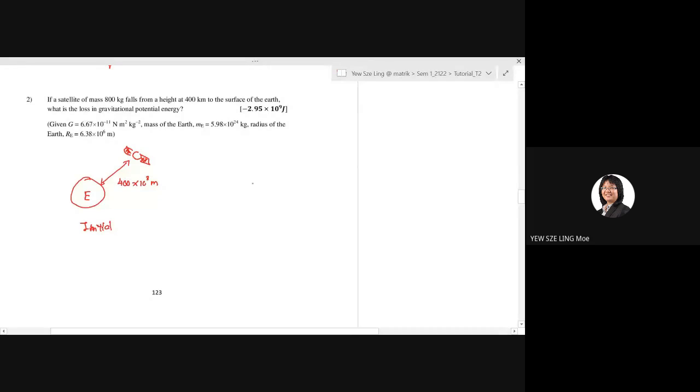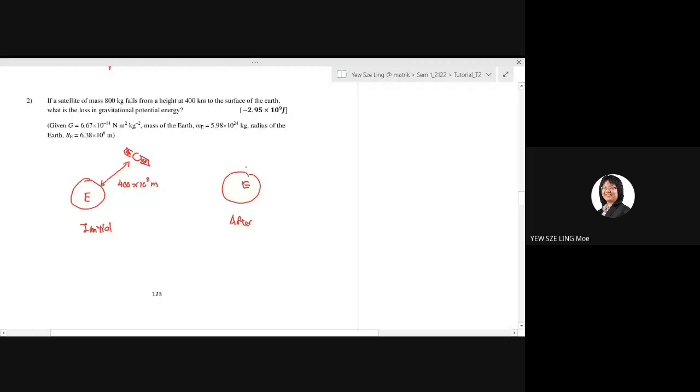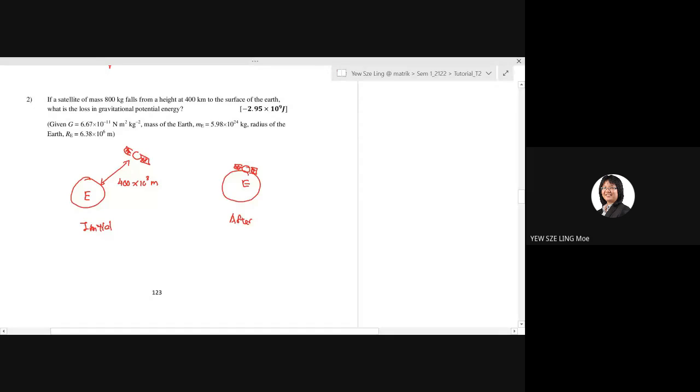Initial. And then what happens after is it drops. It falls from the 400 km to the surface of the Earth. So this is the surface, and this is the final position. So you have an initial position and a final position. So what are we going to do next? We need to calculate the potential energy at 2 different positions. Why? Because the question asks you to calculate the loss in gravitational potential energy, so you need a final and you need an initial.